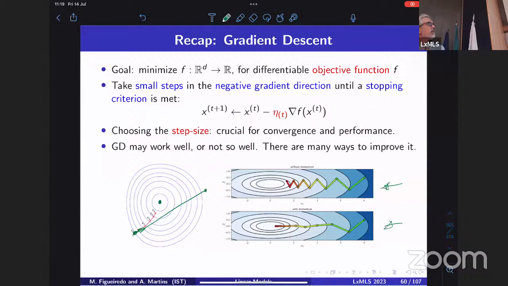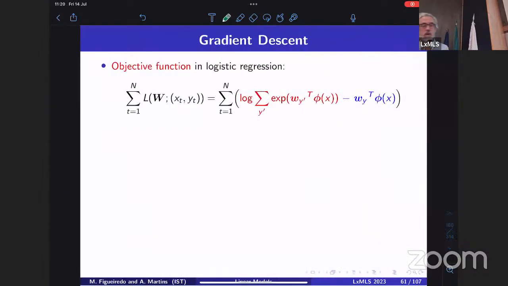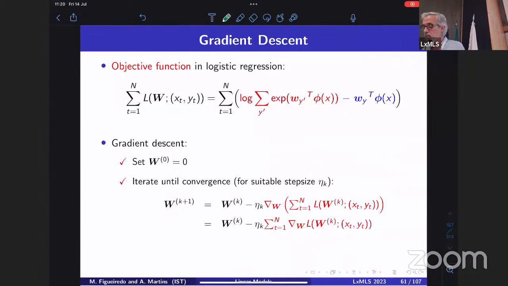So gradient descent may work well or not. It depends on many problems, on how well conditioned the function is. It's a whole research area. In our case, we just want to see how we apply it to logistic regression. How do I compute the gradient? Because for gradient descent, I need to compute the gradient. What does the function look like? It looks like this. We had just seen it. Can we easily compute the gradient of this? Yes, we'll see in the next slide. If we can, then we just do gradient descent.